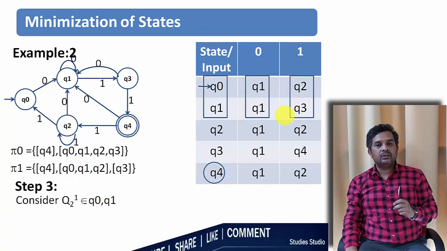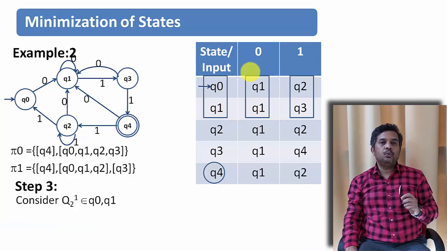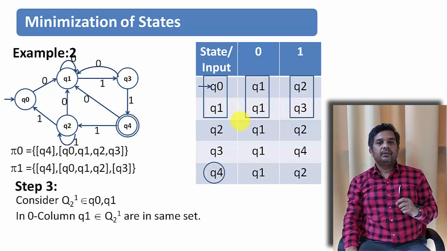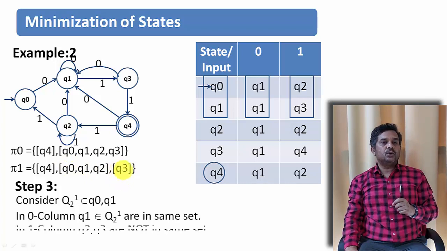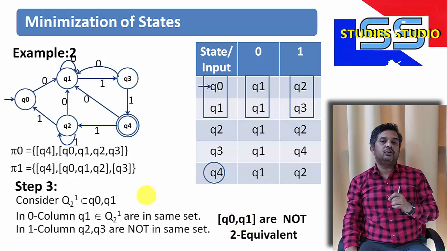I'll concentrate on these two rows only. Q0 on 0 is Q1, Q1 on 0 is Q1. And Q1 and Q1 belong to this partition. Similarly, let us check on 1: Q0 on 1 is Q2 and Q1 on 1 is going to Q3. You can see Q2 is in this partition, but Q3 is in a different partition. So I cannot say that Q0 and Q1 are two equivalent. Rather, I'll say they are not equivalent.